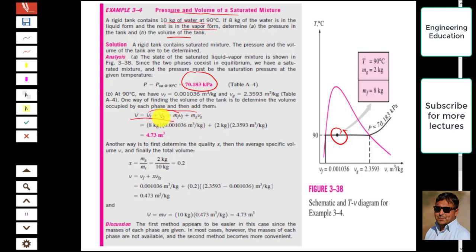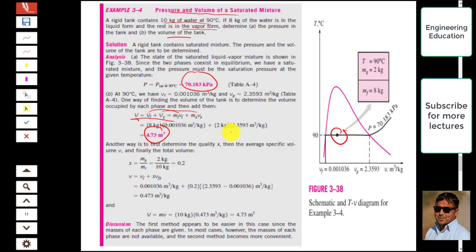So Mf is 8 kg, while Vf from the table is 0.001036 at 90 degrees C, and Mg is 2 kg and Vg is 2.3593 cubic meter per kilogram from the table. So the value of volume comes out 4.73 cubic meter.